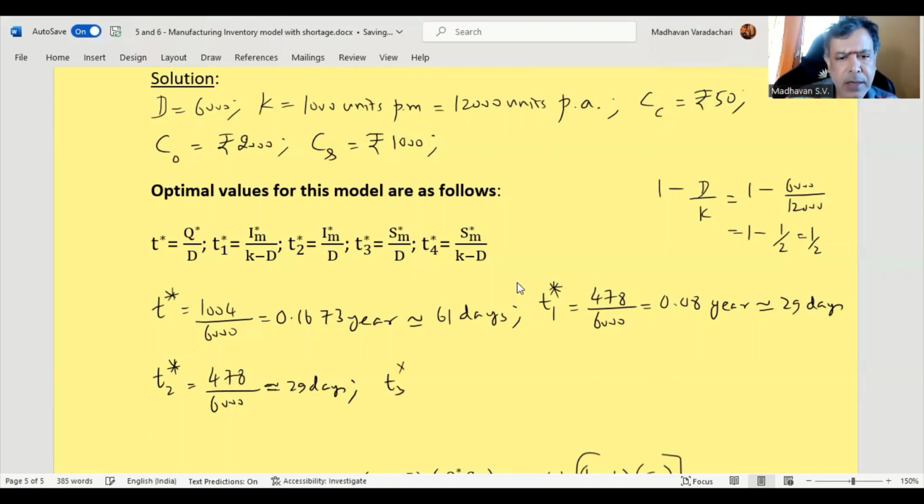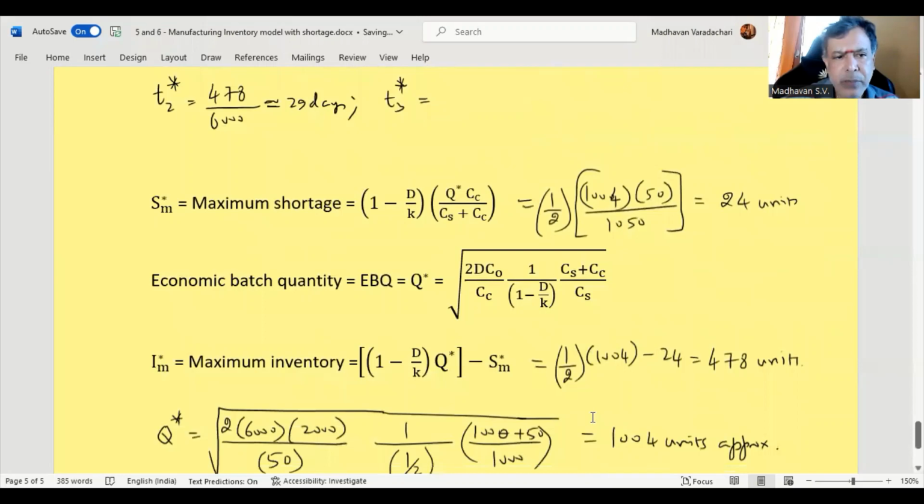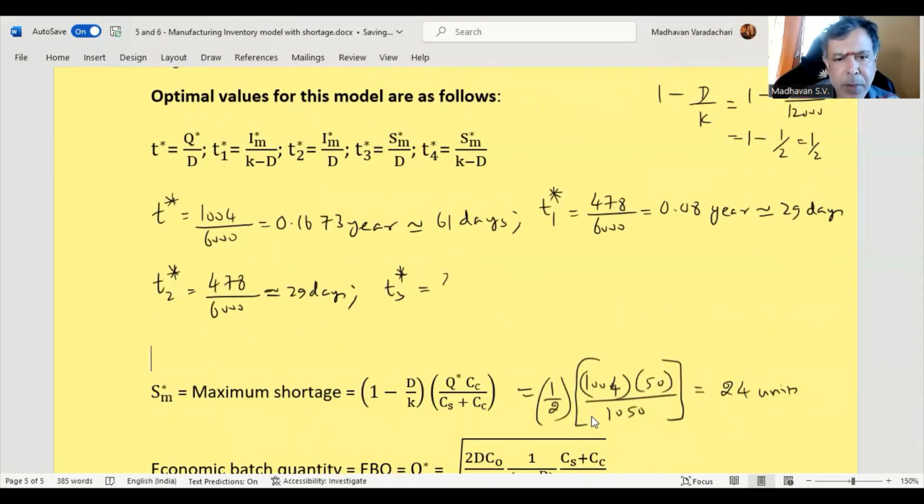Then T3 star will be SM star. SM star is 24 divided by 6,000. And let us directly convert it into days. Whatever we got, we multiply it by 365 to get 1.46, means I will say 1.5 days. Then T4 star will give SM star, which is 24 divided by 6,000, which will also give you 1.5 days.